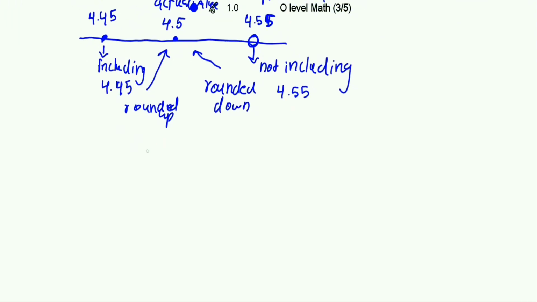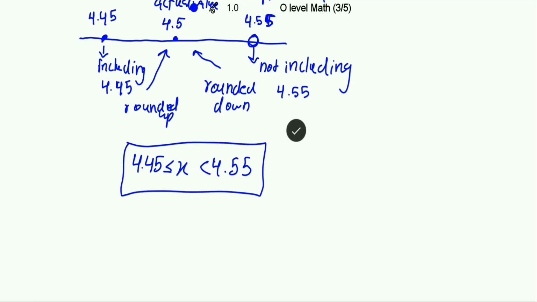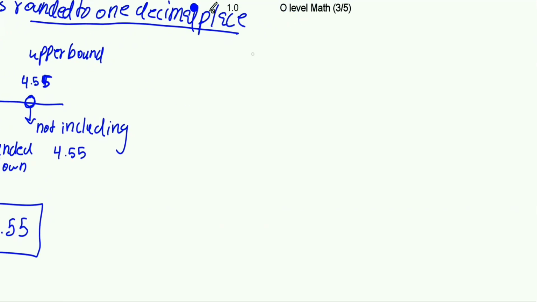We can write this as an inequality, which is 4.45 is less than or equal to x, which is less than 4.55. This is what the inequality tells us: if a number is not 4.55, then it will be rounded down to 4.5, and if a number was 4.45, then it will be rounded up to 4.5. Let me give you another example. Suppose that we have a number 450.